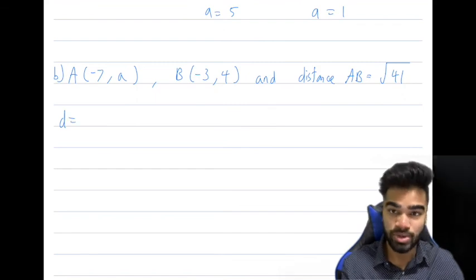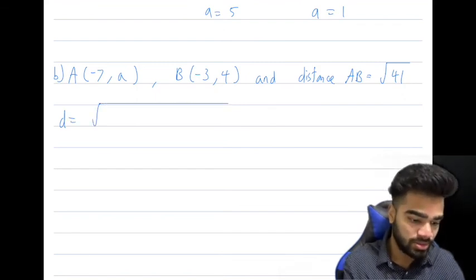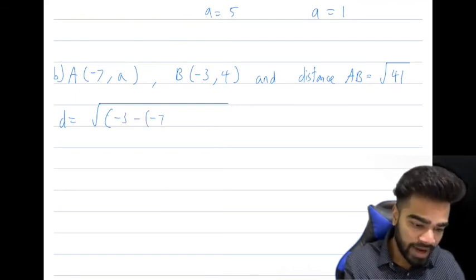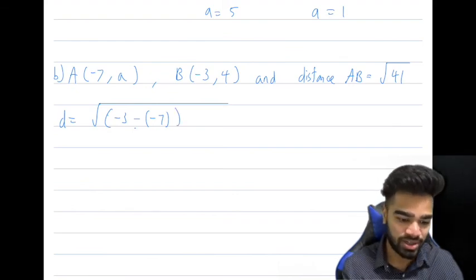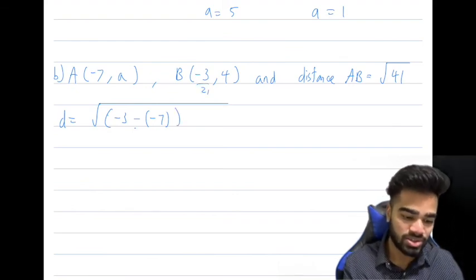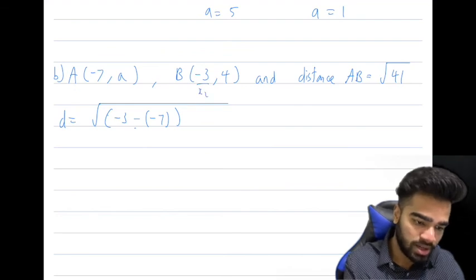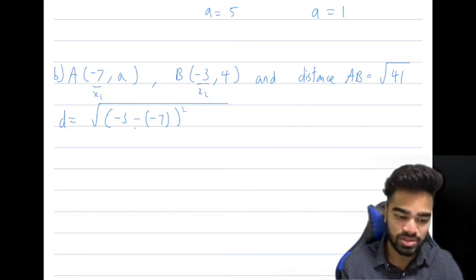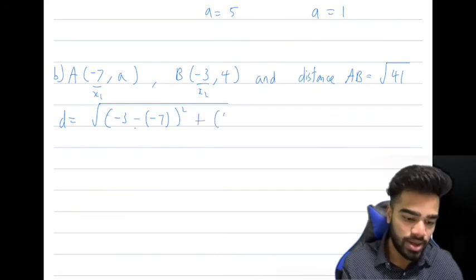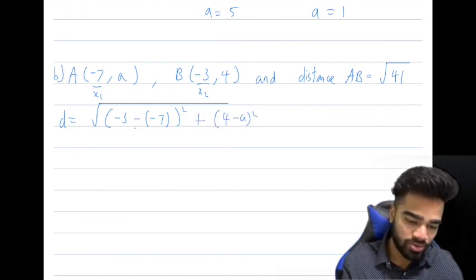So same, we just start off the same way. D is equal to square root of (x2 minus x1) squared plus (y2 minus y1) squared, which is negative 3 minus, so minus negative 7 this time, right? Minus minus, because you're subtracting two negative numbers. So it's negative 3 minus 7 squared, plus y2 minus y1, so 4 minus a squared.